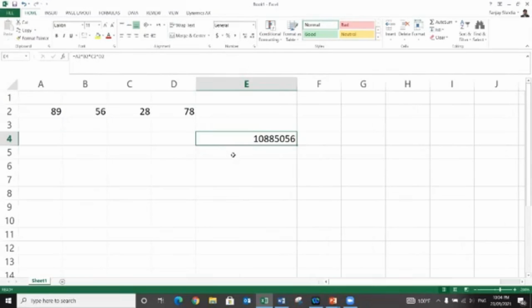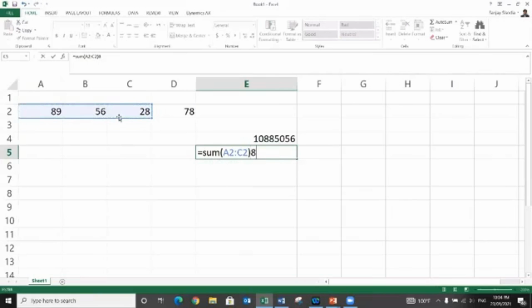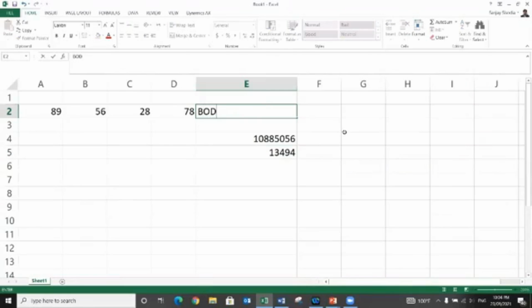If you want to use it in the complex way, let's do it that way. Equals to SUM. Let's add these three numbers first. Bracket close, multiplied by 78. So here, the result has changed because of the standard mathematical rule, which is BODMAS. That is bracket, of, divide, multiply, add, and subtract.